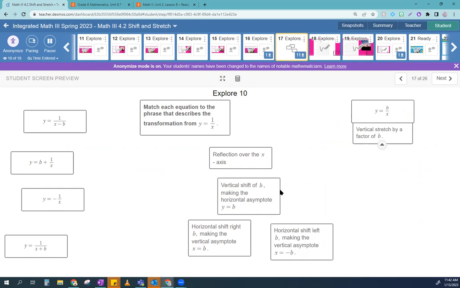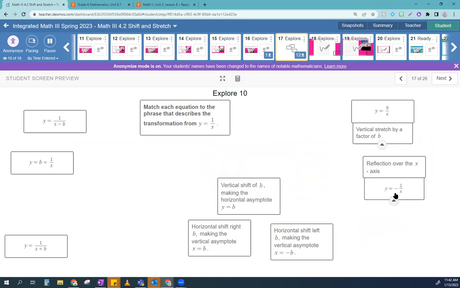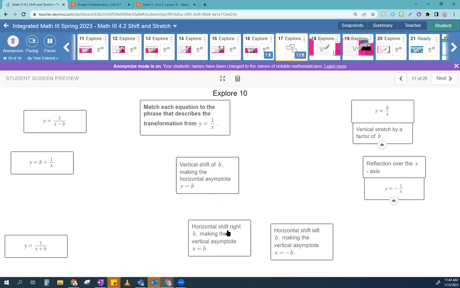Okay, so which one is a reflection over the x-axis? Which one of these is a reflection? Reflection. Okay, so yeah, very good. Someone said this, and that's exactly right. So that negative is in charge of, instead of my branches being upper right, lower left, it flipped it. So now it's upper left, lower right, right? So very good.